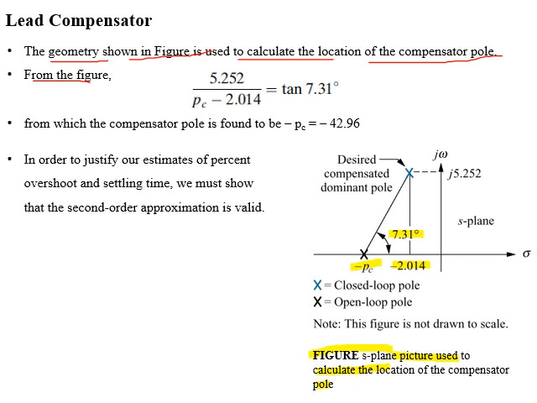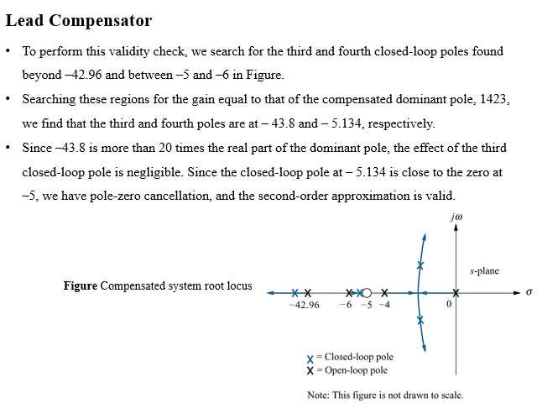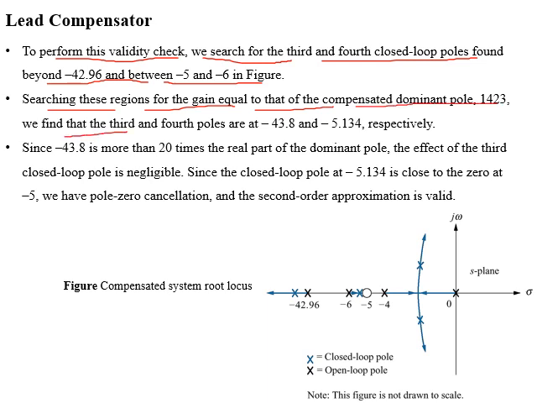Now in order to justify our estimates of percent overshoot and settling time, we must show that our second order approximation is valid. Students, to perform this validity check, we will search for the third and fourth poles of the closed loop system. The third pole is found beyond -42.69 and the fourth pole will be between -5 and -6 as shown in the figure. Using the gain equal to that of the compensated dominant pole, which is 1423, we find that the third pole and fourth pole are at minus 43.8 and minus 5.134 respectively.